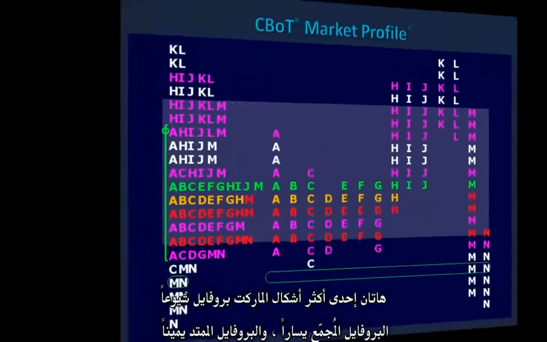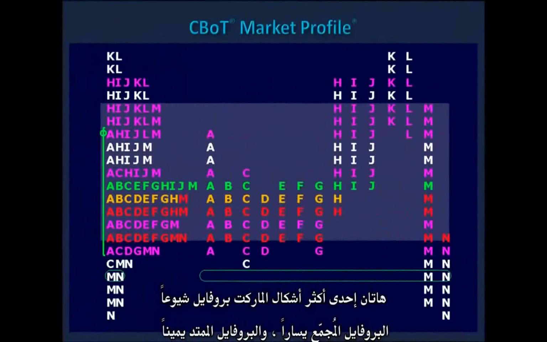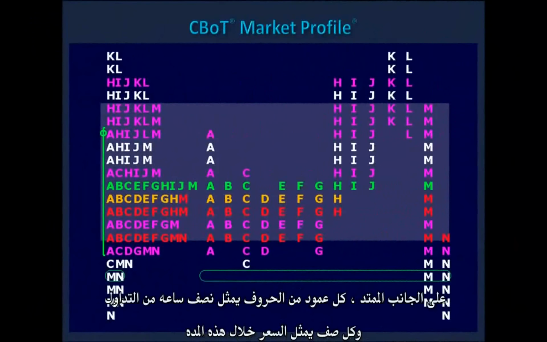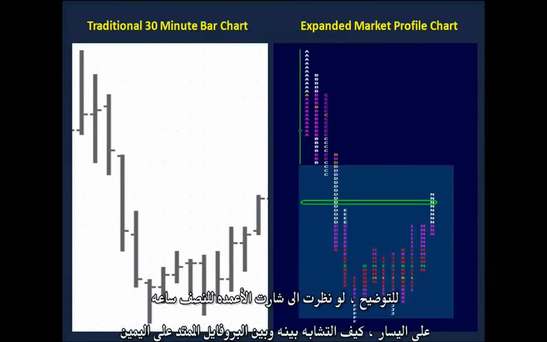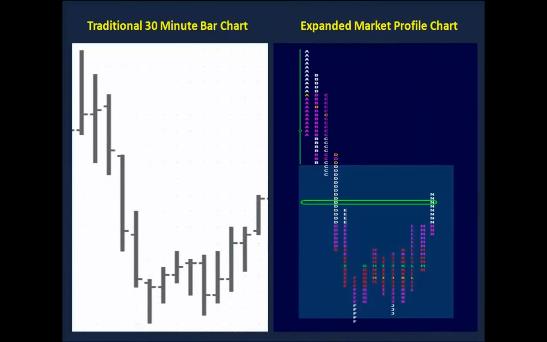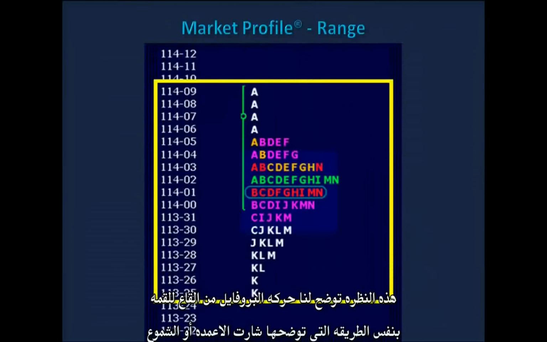Here are two of the most commonly used market profile formats, a collapsed profile on the left and an expanded profile on the right. On the expanded view, each column of letters represents half an hour of trading, and each price row containing that letter represents where the market traded during that half hour. For clarification, if you look at a 30-minute bar chart on the left, you can see how it matches exactly the expanded market profile display on the right. This view of a session illustrates the range of the profile from its low to its high, the same way a bar chart or candlestick chart defines its range.